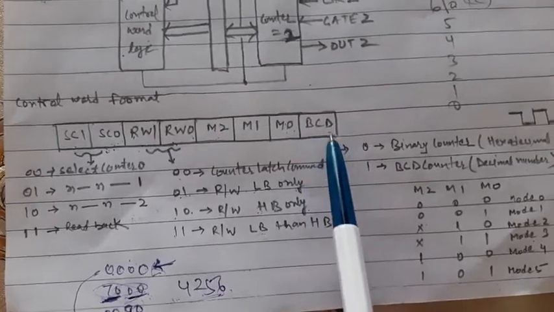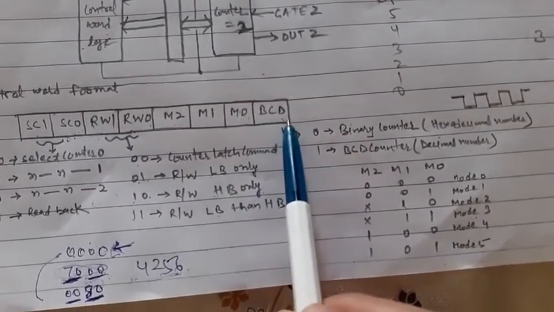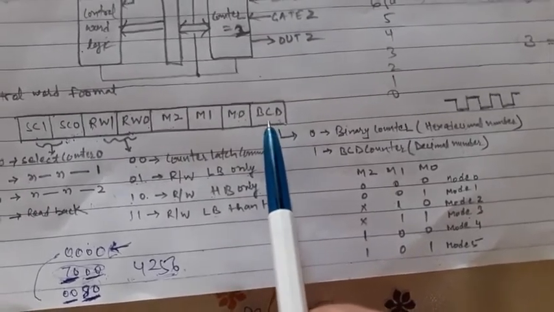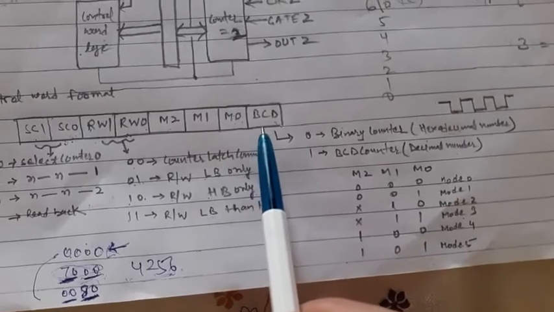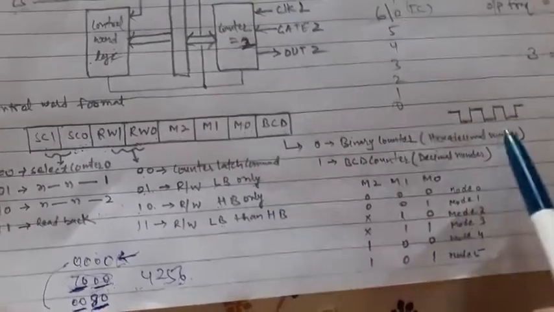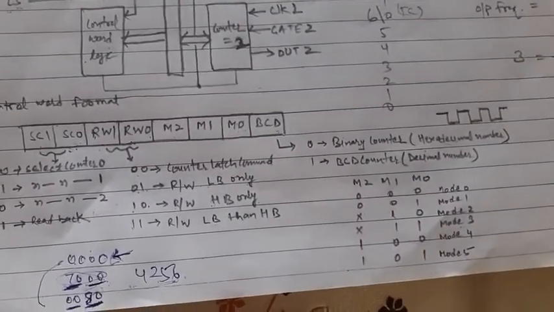If it is a binary counter, it means we are working in hexadecimal numbers, and if it is a BCD counter, then we are working in decimal numbers, and there is a limitation of decimal numbers that the maximum count is 9999. If the count is more than 9999, then we need to work in hexadecimal numbers. So I hope you understand this.